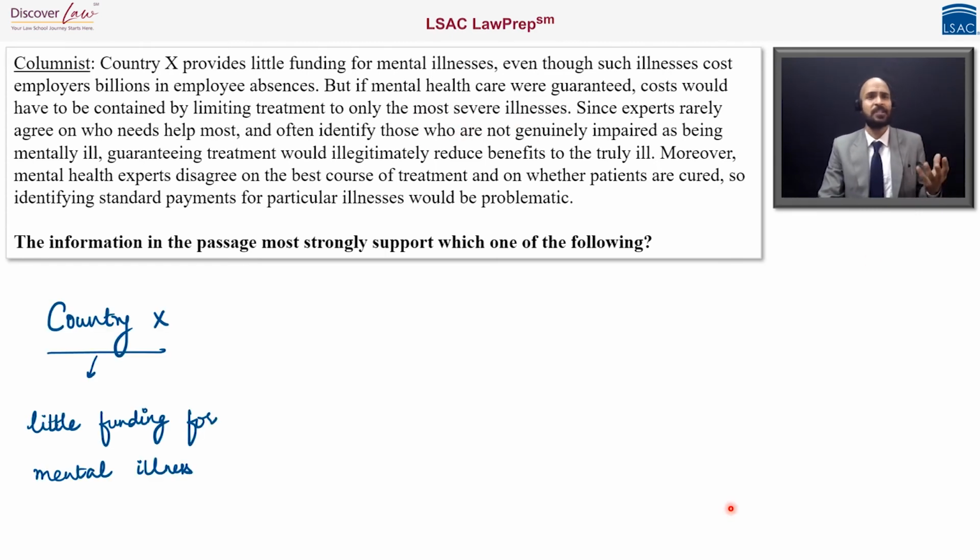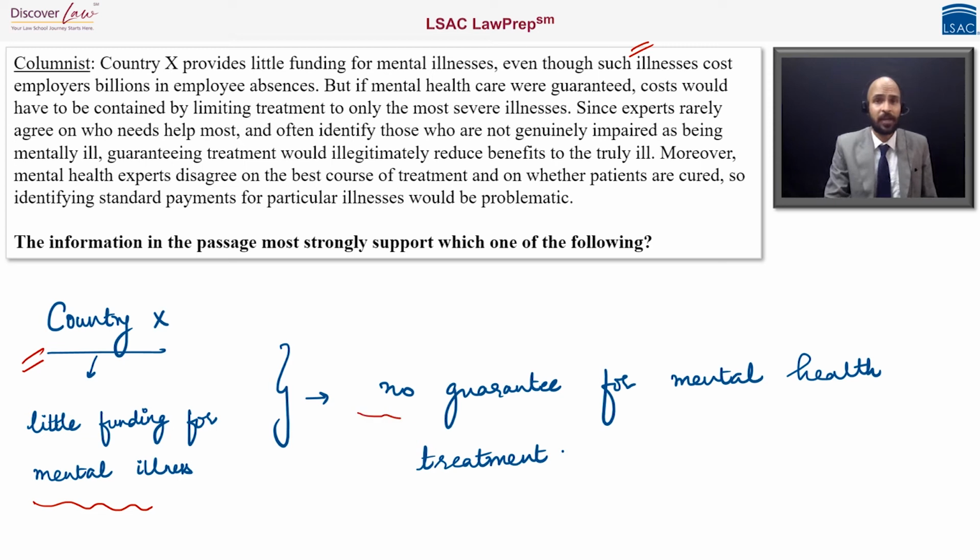So what you see here is that country X does not have much funding for mental illness, and it says that although such illnesses really cause loss to the employers, which basically means that there is no guarantee for mental health treatment, as you can see from the next line. It goes on to say, but if mental health care were guaranteed, costs would have to be limited to only those who are the most severely hurt. And then it says, since experts rarely agree on who needs help the most.